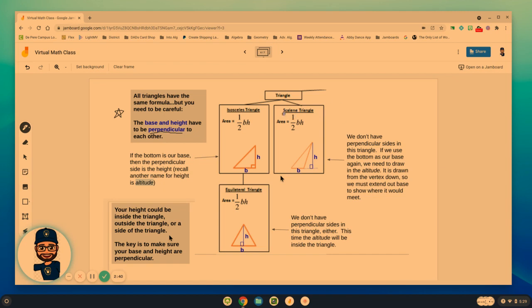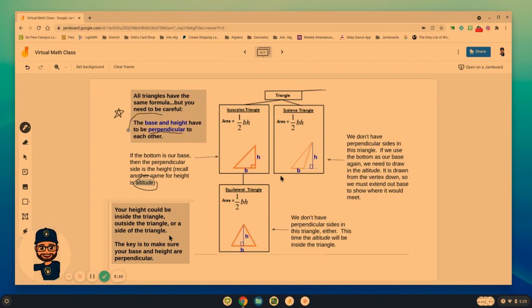In a scalene triangle, it typically happens on the outside. We would draw an imaginary line out here to show that we would drop this height. The height has a name. We call it the altitude of the triangle. The altitude. That shows us where the height should be. And sometimes we even might have to draw it on the inside of the triangle to show that that is where the perpendicular meets the base. Okay, because the sides aren't perpendicular.